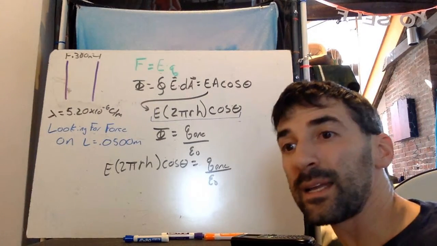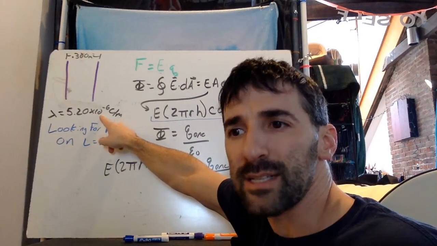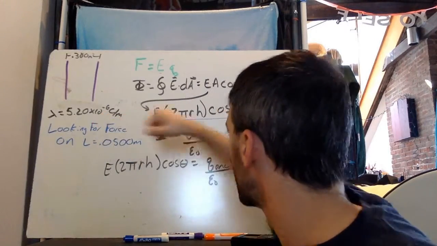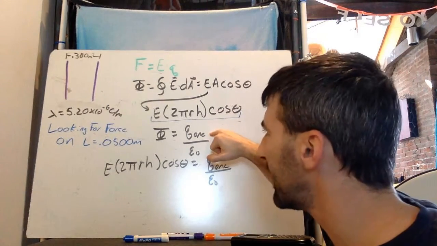I'm kind of stuck until I remember that I've got this linear charge density. How is this linear charge density going to help me? Well, linear charge density is charge per unit meter, and I've got a charge right there in a coulomb. So I need to rearrange that.